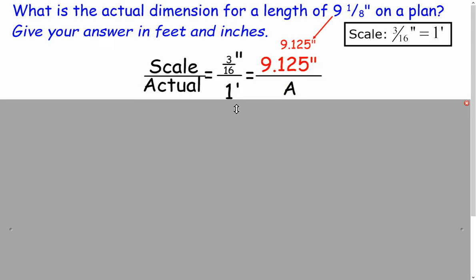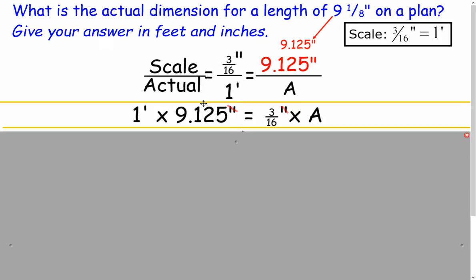Okay, so scale over actual, 3/16 over 1. 9.125 is what the plan was. The actual is what we want. Cross multiplying, we get 1 times 9.125 equals 3/16 times A, and I showed how we can cancel out the inches. We're going to end up with feet.